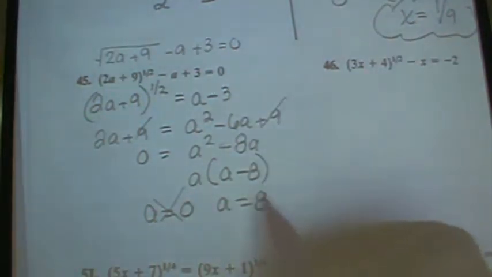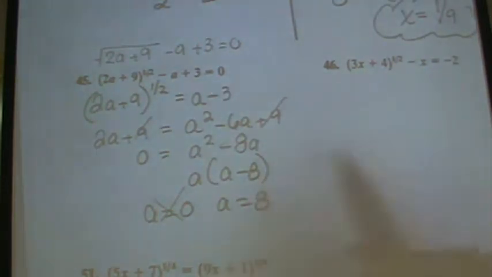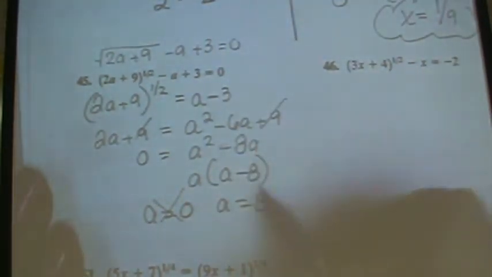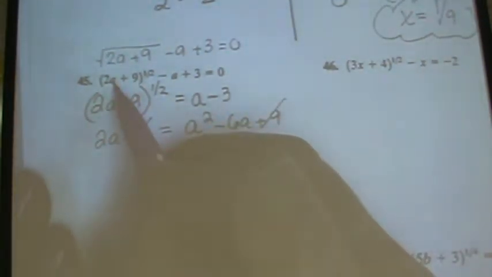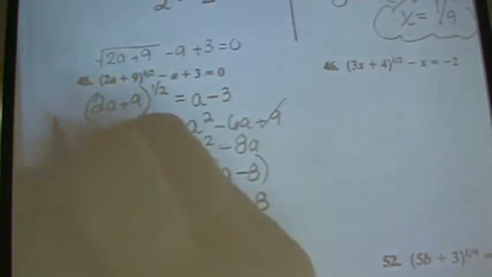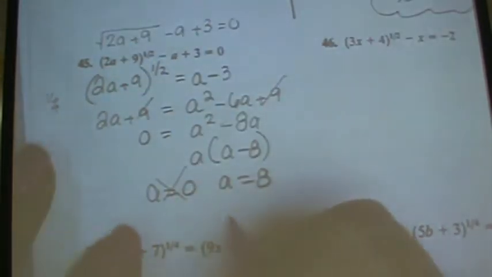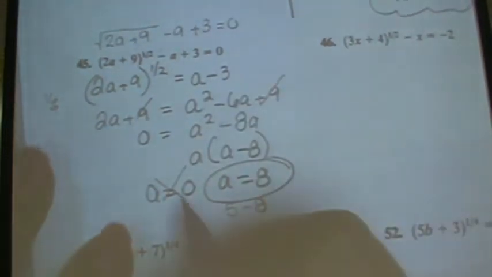How about 8? If we try 8. We use an 8. 8 times 2 is 16. 16 and 9 is 25. Square root of 25 is 5. 5 minus 8 is negative 3, and negative 3 plus 3. So this one works. That one's good. That one's bad.